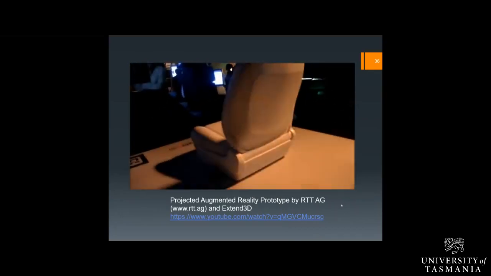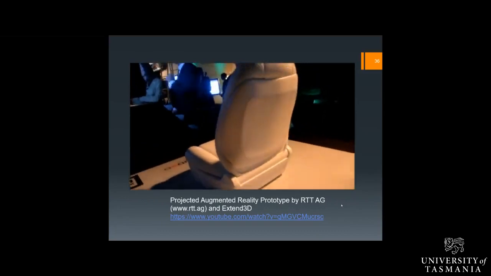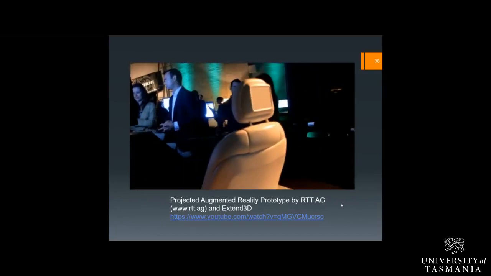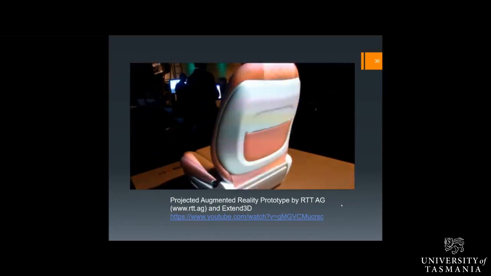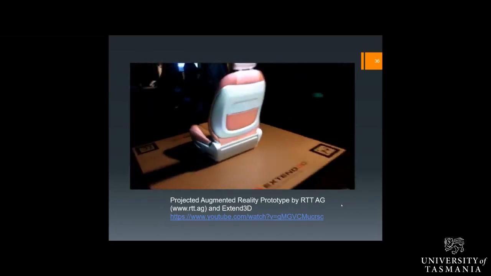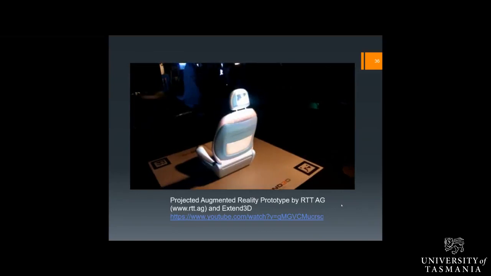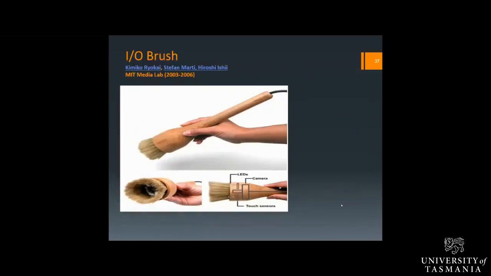And that's another idea. Remember, most of the AR in case 1 and case 2 is really about the contents floating. This one, the contents are linked to the physical objects. Okay. So this is another good example. Okay, this one is done by MIT Media Lab. This one also makes use of physical objects.